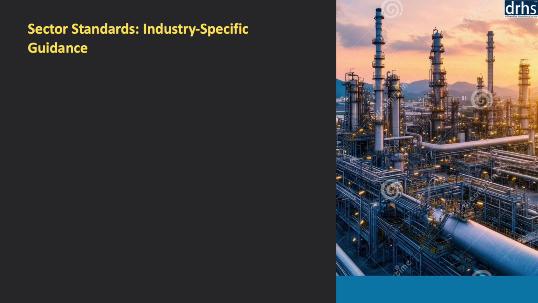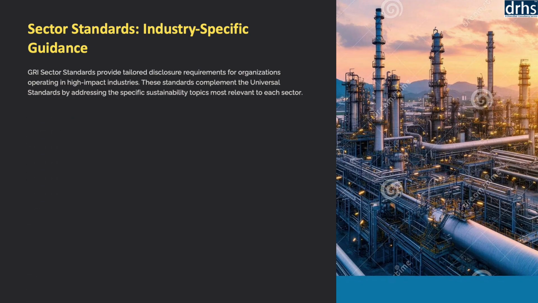Slide 4. Sector Standards, Industry-Specific Guidance. The representation of GRI sector standards as industry-specific guidance underscores their critical role in enhancing the precision and contextual relevance of sustainability reporting. While the universal standards establish a common foundation, the sector standards introduce a nuanced, sectoral lens, acknowledging that sustainability impacts and risks are inherently differentiated across industries.